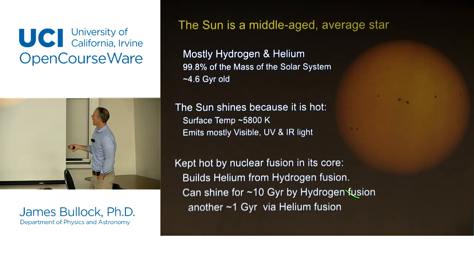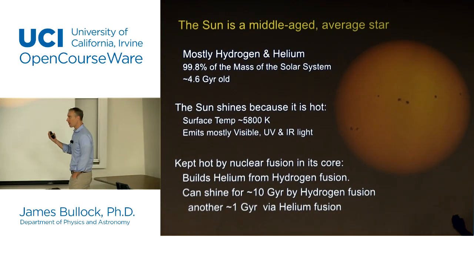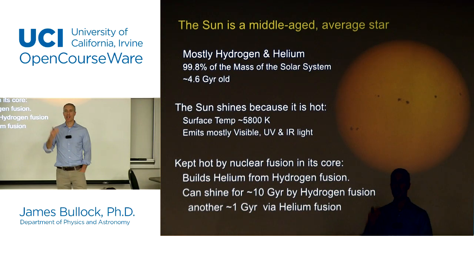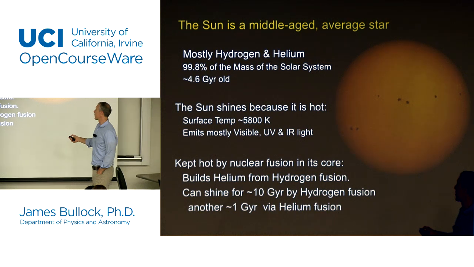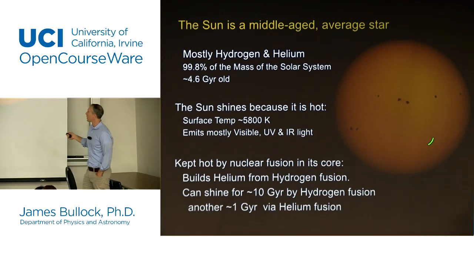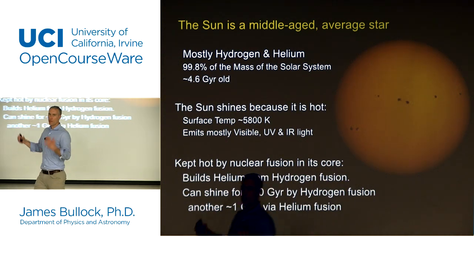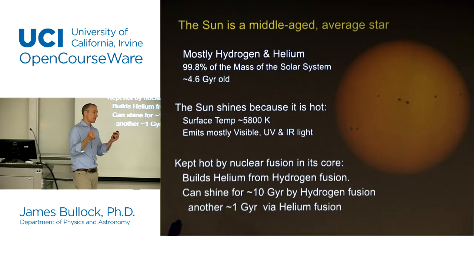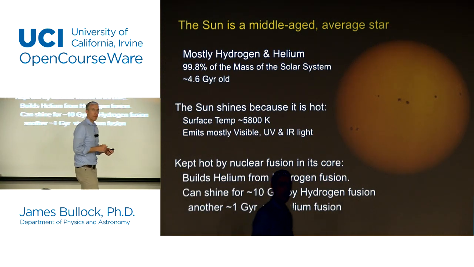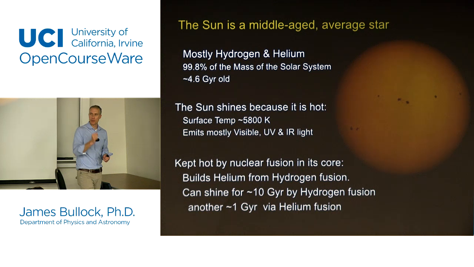Okay, why is the Sun hot? It's shining because it's hot, but why is it hot? The reason is that there is a bunch of nuclear fusion going on in the core of the Sun. The Sun is mostly hydrogen, but at the heart of the Sun, hydrogen atoms are being fused into helium atoms. And in the process of this fusion, they emit energy. This is nuclear energy.